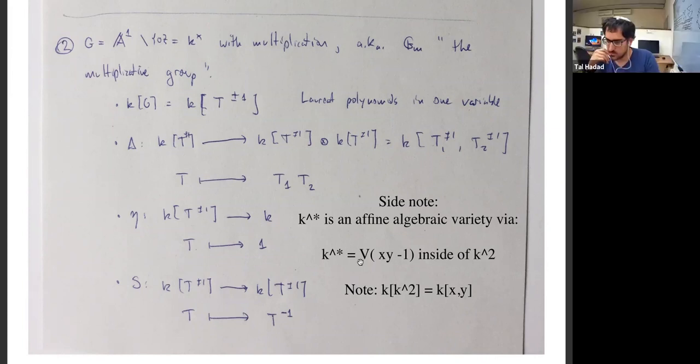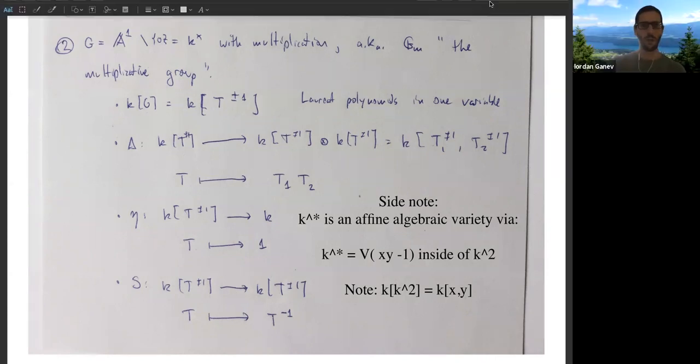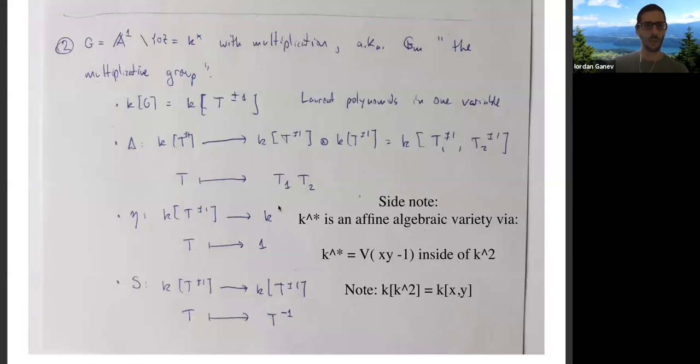Okay. So let me just go through and say what the maps are, and then we'll take a break. First of all, what is the affine algebra here? The affine algebra is Laurent polynomials in one variable. These are just like usual polynomials, but we allow for negative powers of the variable. So I just put plus or minus 1. Hopefully that's clear what I mean by this.